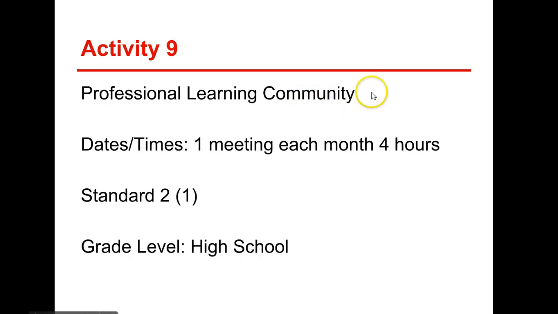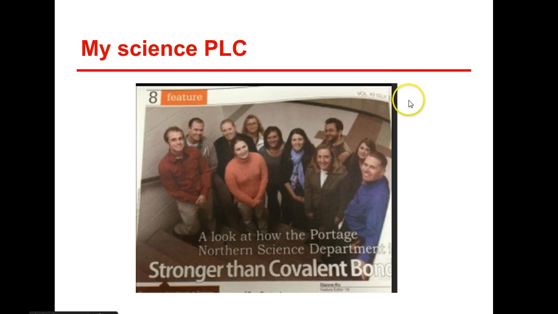I participate in that once a month. This is a picture of my professional learning community. It's an article they did in our school newspaper. It says, a look at how the science department is stronger than covalent bonds. We have a very strong PLC. We work very, very well together.